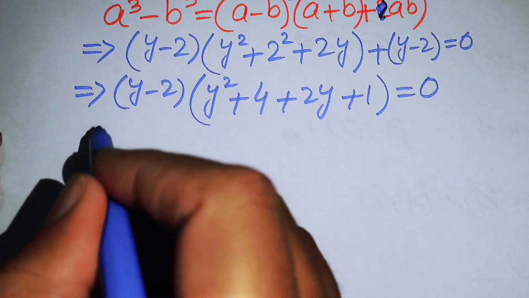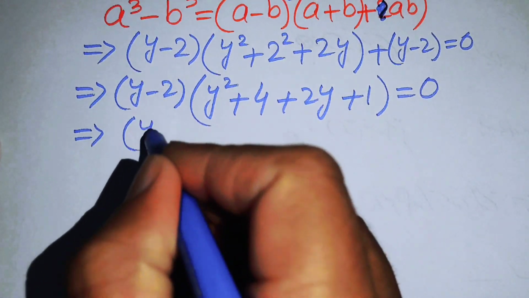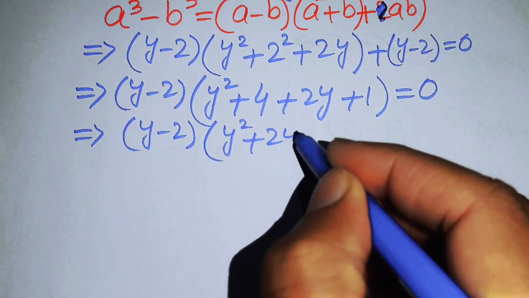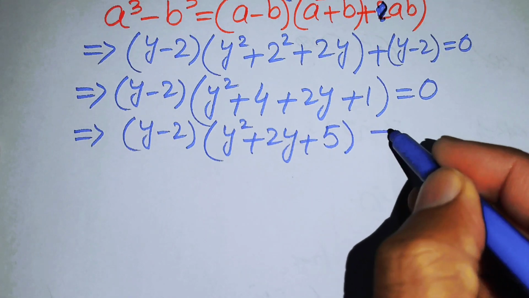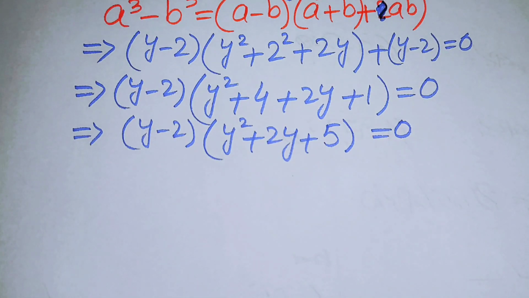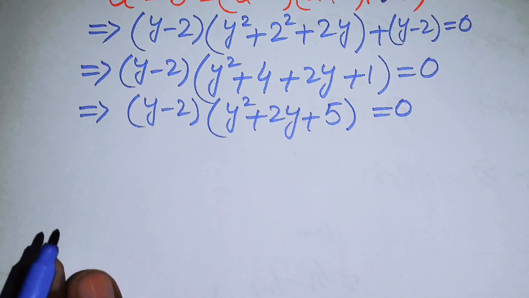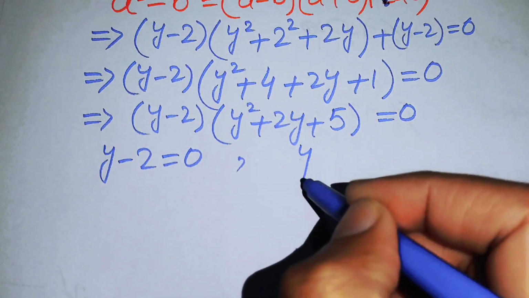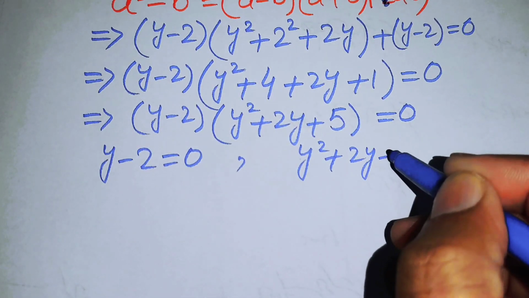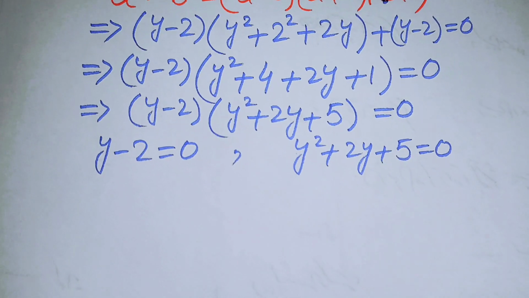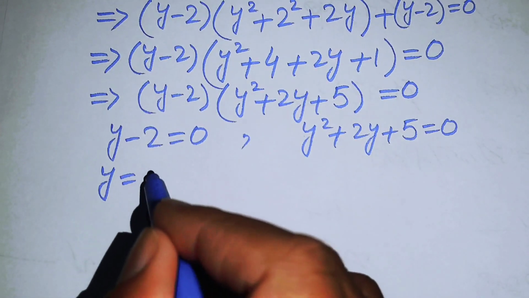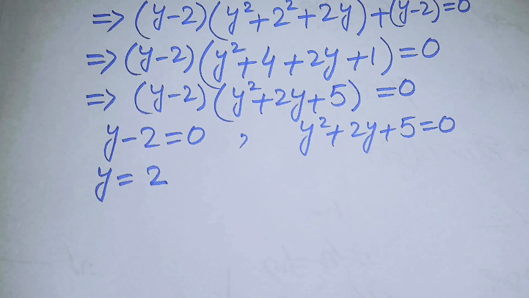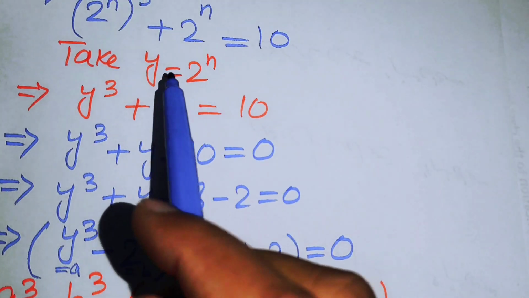So now we just simplify the terms and you write it in the form of y minus 2 times y square plus 2y plus 5 equals 0. So here we have two cases. The first case is we take y minus 2 equals 0, and the other case is we take y square plus 2y plus 5 equals 0. So in the first case you get the value of y equals 2, and in the start of the problem we took y equals 2 to the power of n.